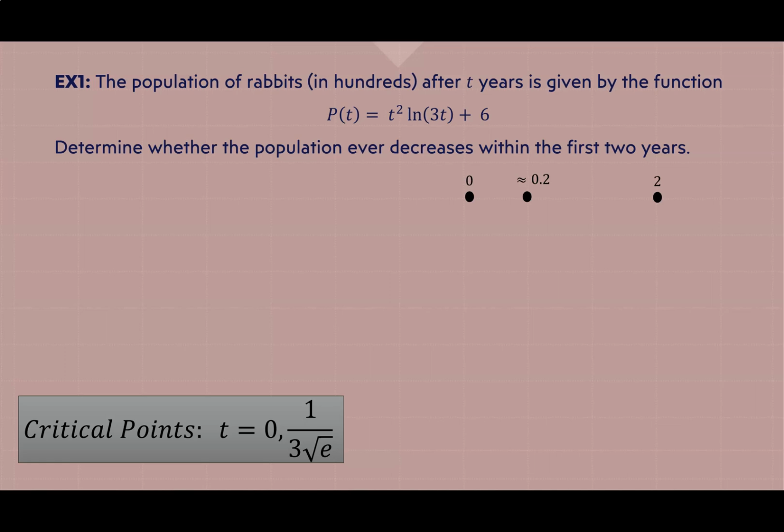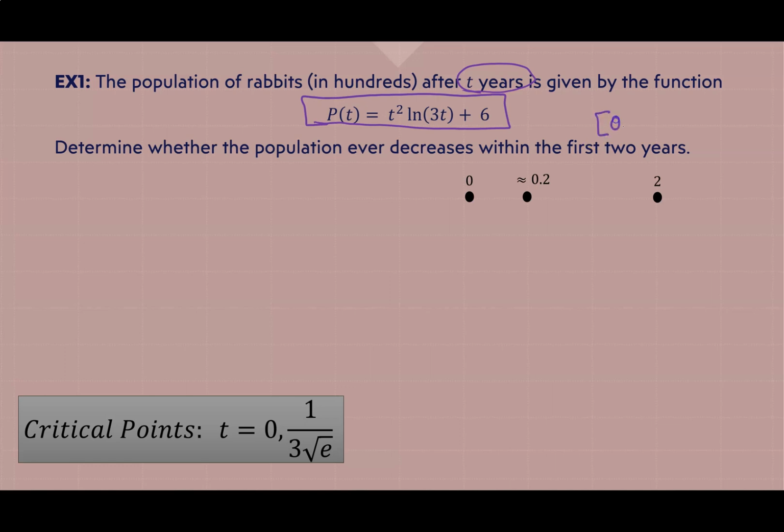The function for the population of rabbits is governed by this function, P of t is equal to that right there, where t is in years. Okay, the unit of t is in years. Now, determine if the population will ever decrease within the first 2 years. That means, will your derivative ever be negative within the first 2 years? That's what the question is asking.